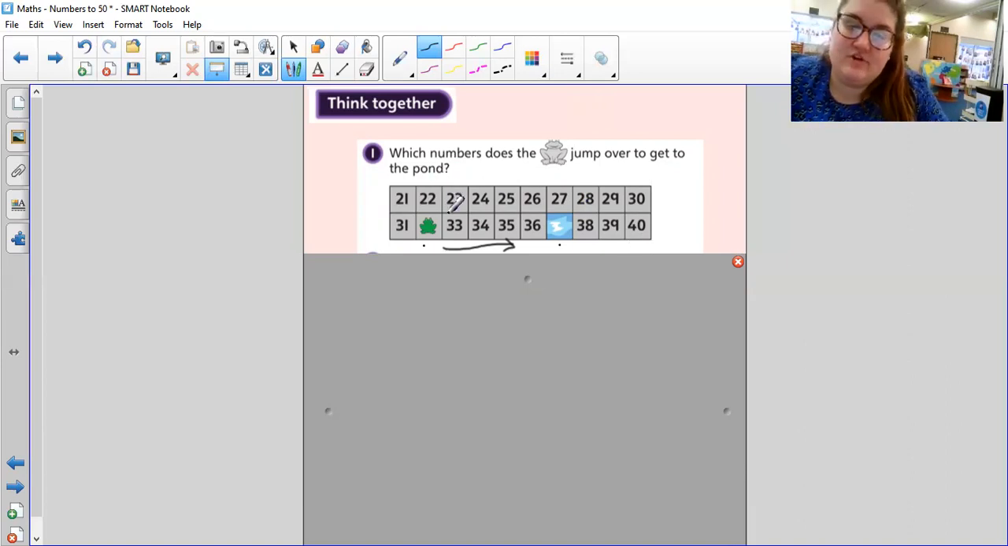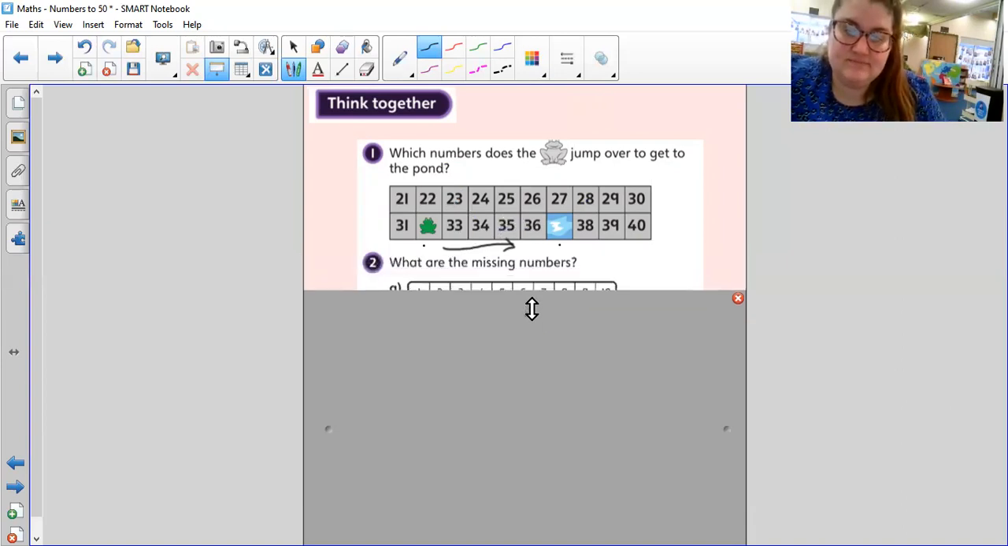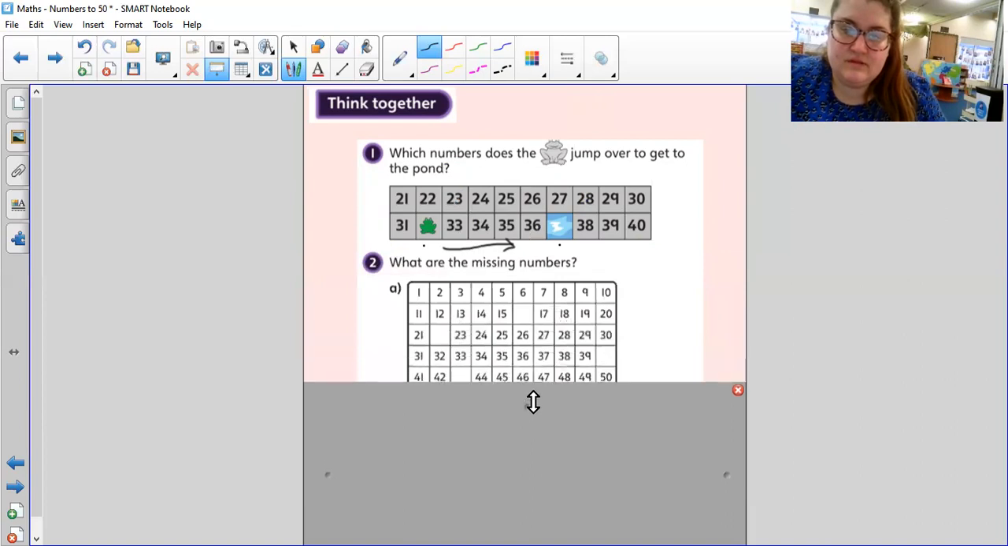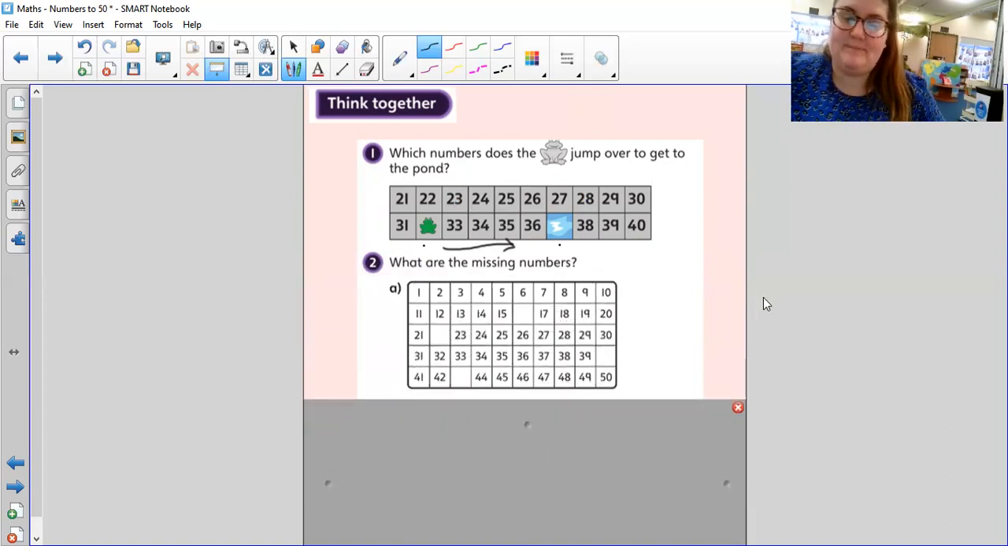So he jumped over the numbers 33, 34, 35 and 36. Now then, let's look at this number square because there are some missing numbers in it, and it says what are the missing numbers. So I'm going to start my count at 1 and find the first missing number.